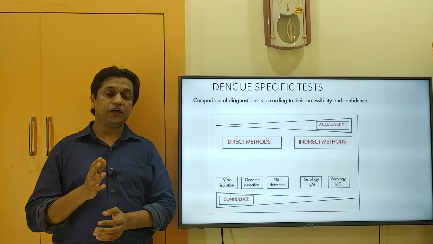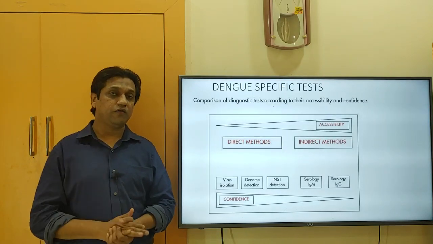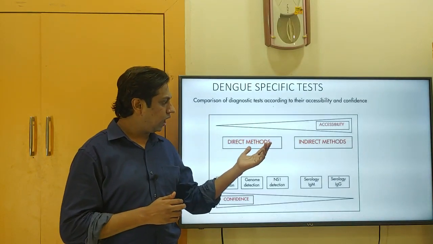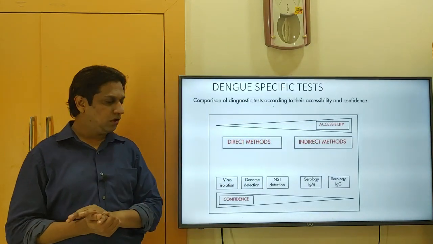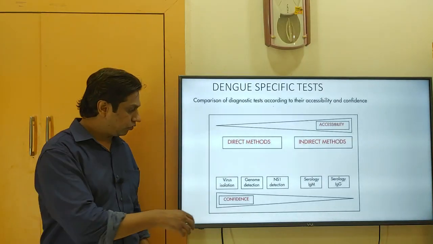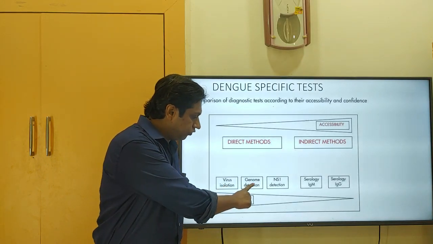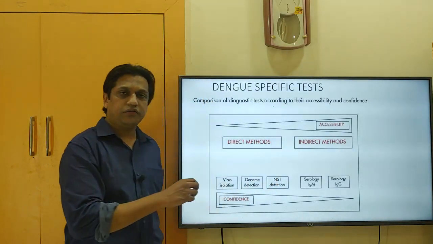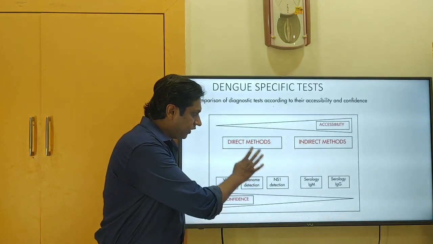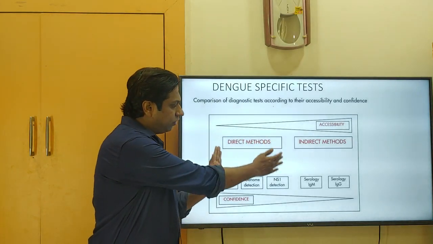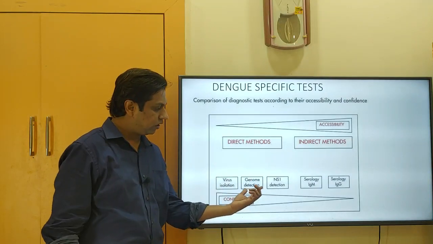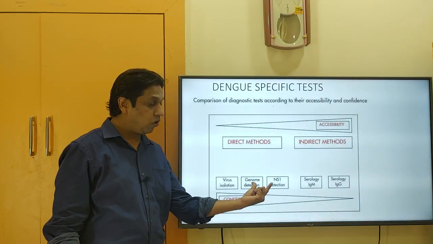Now the investigations to detect the dengue virus infection, that is the dengue specific investigations. So the dengue specific tests are direct methods and indirect methods. So direct methods will detect the dengue virus or dengue virus antigen. So it includes virus isolation, genome detection and non-structural protein 1 detection. Okay, so these are the dengue specific direct methods. But the accessibility of these tests is less as compared to the indirect tests, but the confidence level will be more, that is these are more diagnostic.